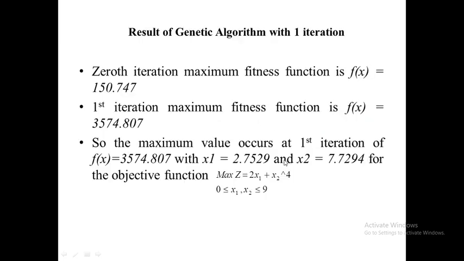So these are the x1 and x2 values. The final maximum fitness function is 3574.807. Likewise, we may get the best fitness function value through n number of iterations. We may continue the same steps for 100 iterations also. We get n number of solutions, and we get the global solution rather than local solutions. From that global solution, we may infer which x1 and x2 values are suitable to maximize the problem.